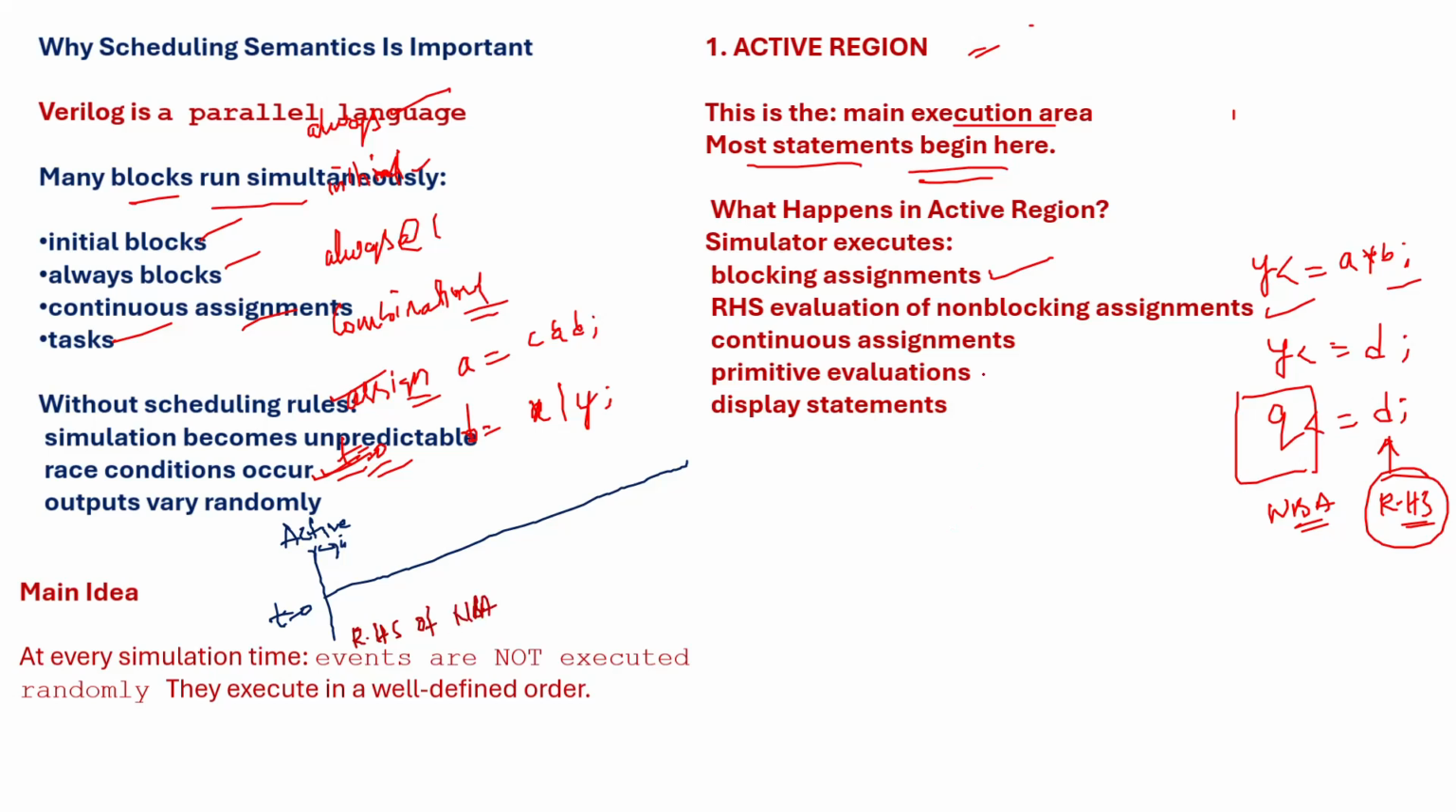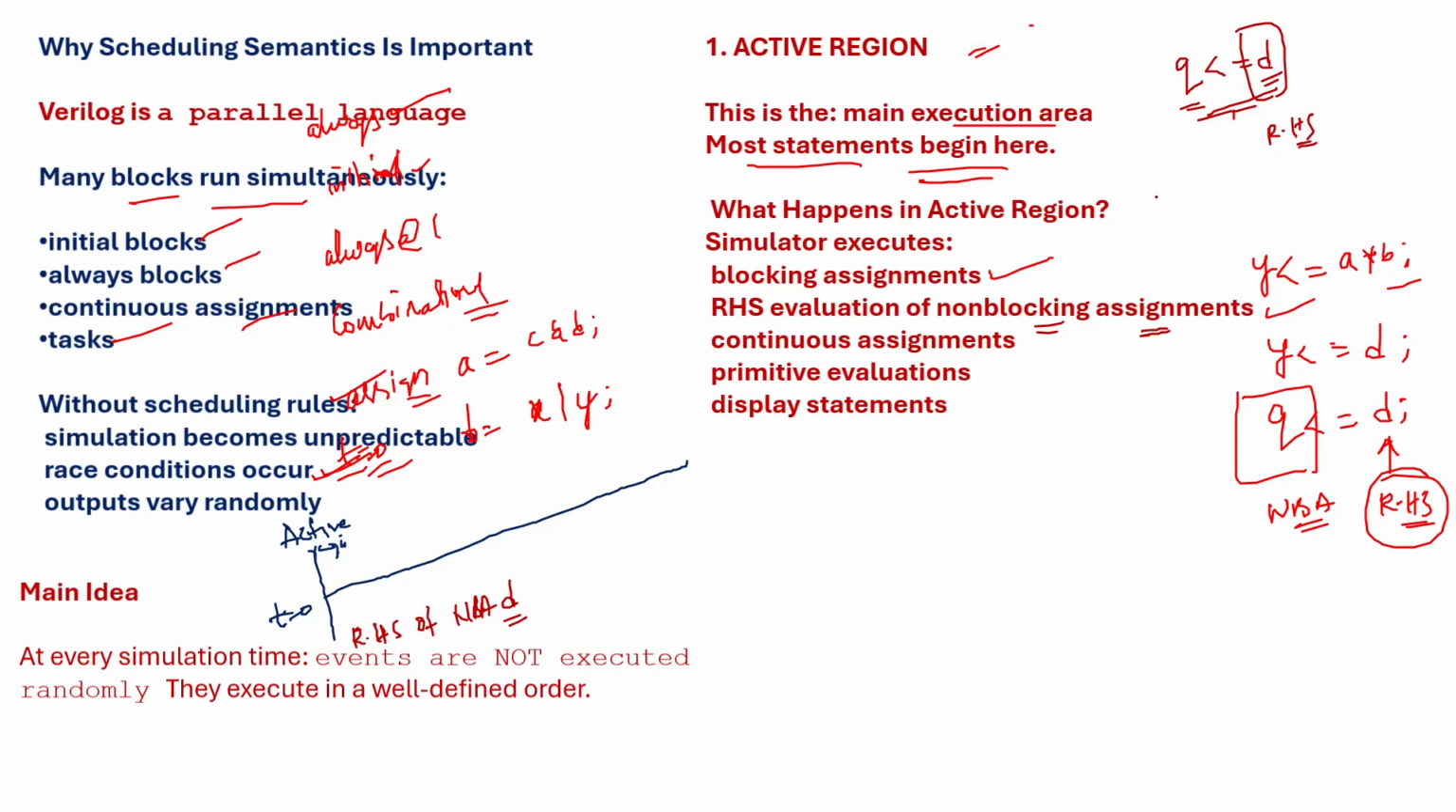That means in this example, q less than or equal to d, d means the input. This input is executed in this active region only, and then the output takes some time. This is the RHS evaluation of non-blocking assignments. This is my non-blocking assignment, and on this side the RHS will be executed in the active region only.